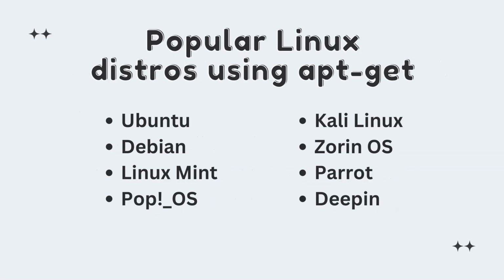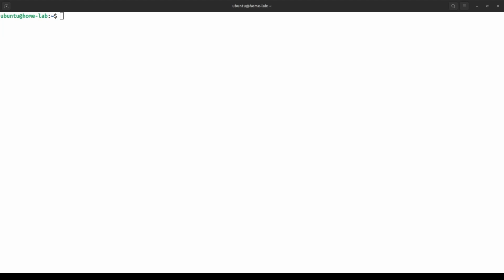For instance, here are some of those Linux distributions where you can follow the same sequence of steps to install Apache. I have already covered Ubuntu, but you can follow the same sequence of steps on Debian, Linux Mint, Pop! OS, Kali Linux, Zorin OS, Parrot, and Deepin. Now let's head to the terminal screen and perform installation steps one by one.